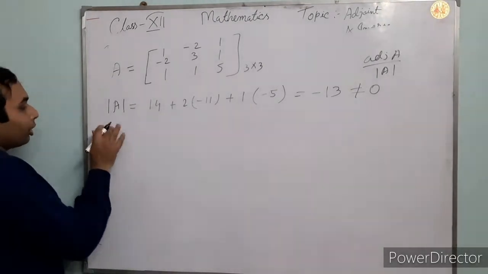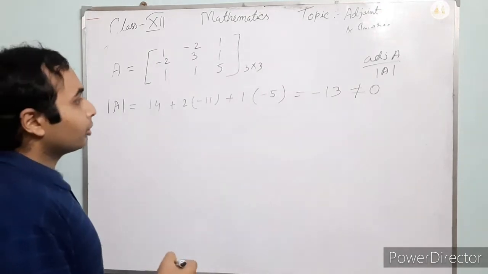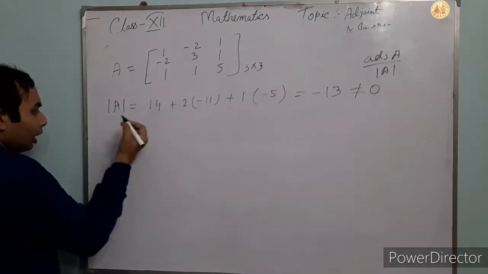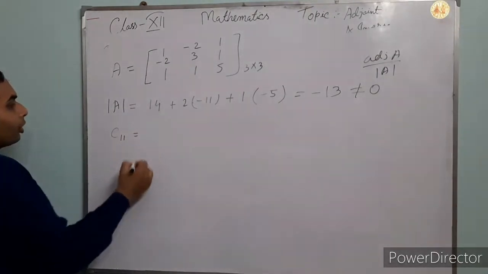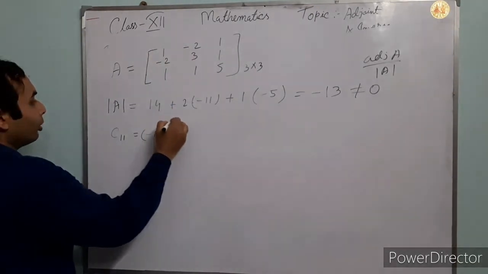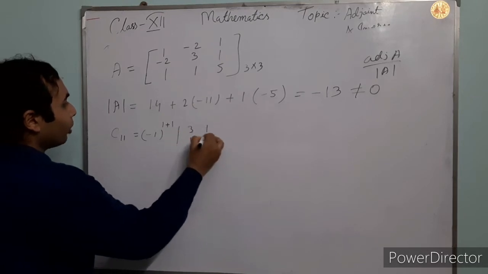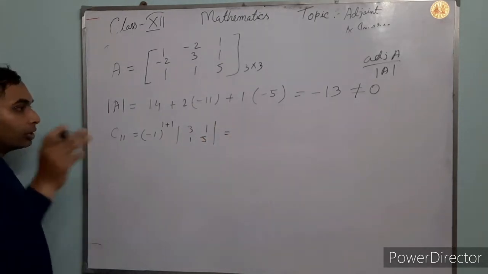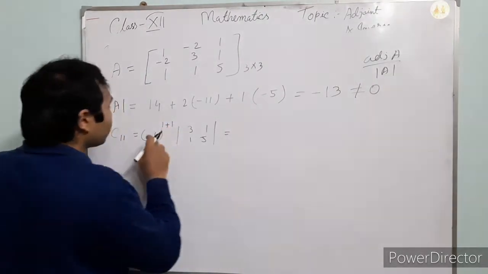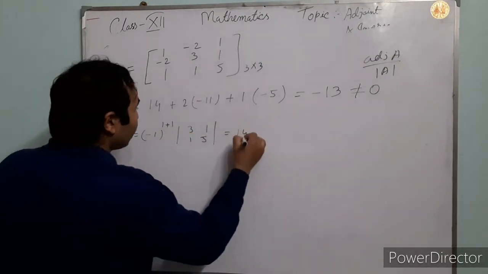For the adjoint of A, we have to find the cofactors at first. I am writing C11. Minus 1 whole to the power 1 plus 1, and the minor will be 3 1 and 1 5. I will show you two of these, and after that I will just write down. Minus 1 whole square is 1 only. So 3 into 5 is 15, 15 minus 1, it is coming 14.